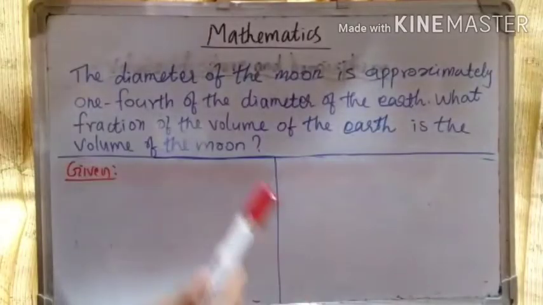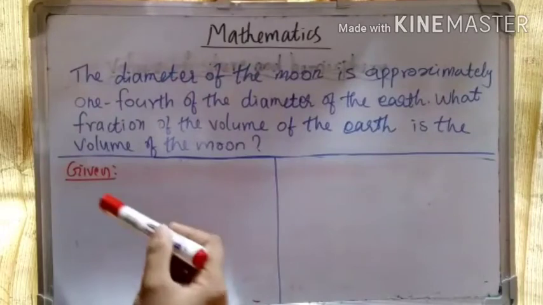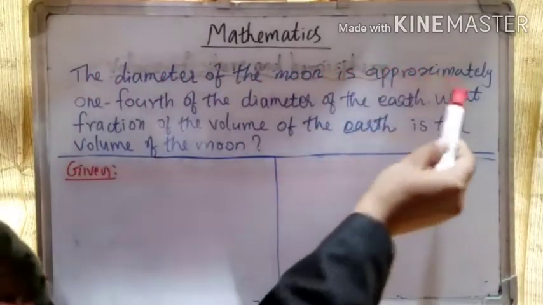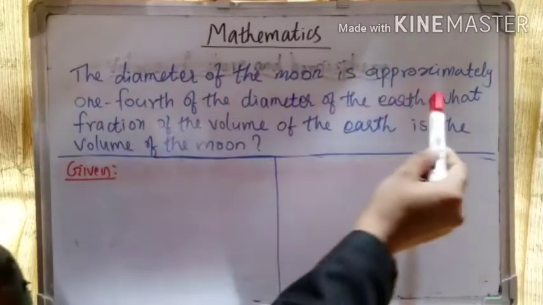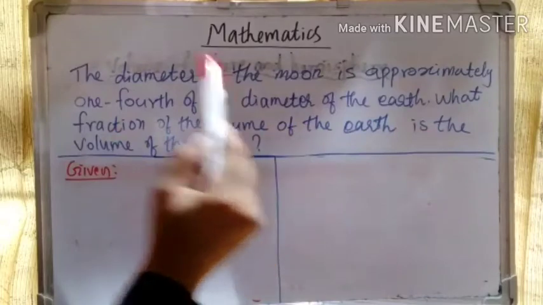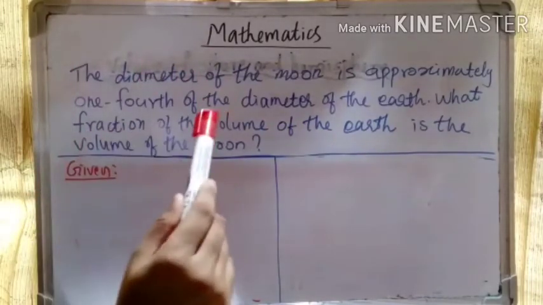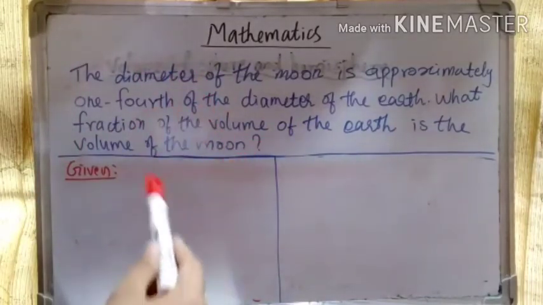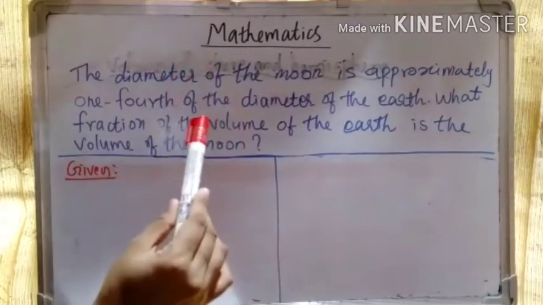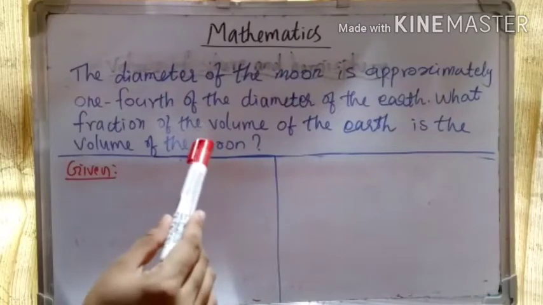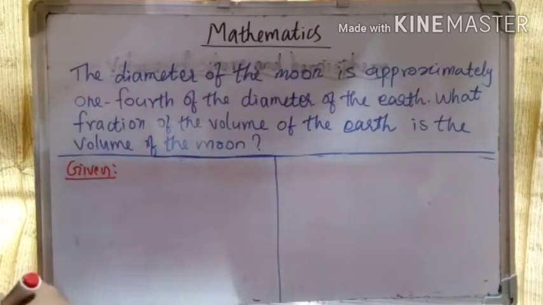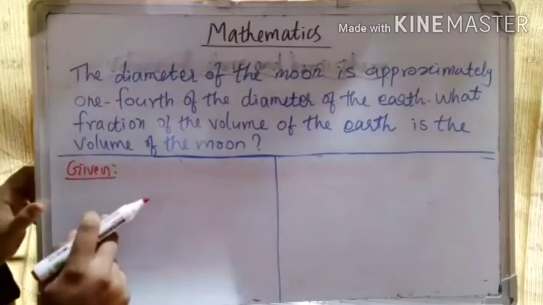Okay, dear students, let us go to our second question. I will read. All of you listen here. The diameter of the moon is approximately 1/4 of the diameter of the earth. What fraction of the volume of the earth is the volume of the moon? In this question we need to find the ratio of volume of earth and moon. Same type of question we have discussed in surface area section, right? You're already familiar. So what are the factors given?